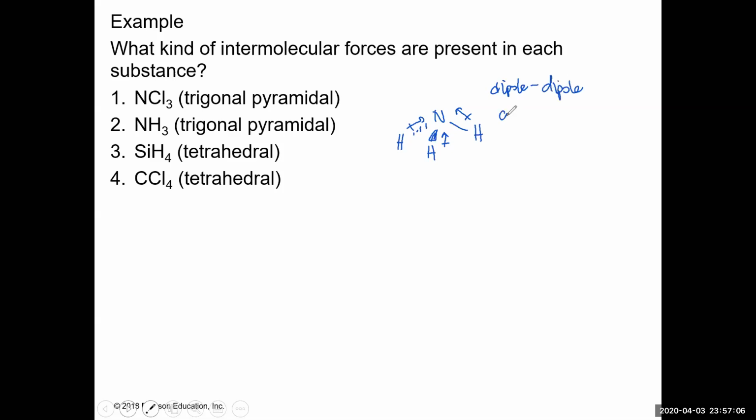We of course have dispersion. And then we need to see if this is capable of hydrogen bonding. Remember, for hydrogen bonding, the hydrogen needs to be bonded to a nitrogen, oxygen, or fluorine. In this case, the hydrogen is bonded to the nitrogen. So this molecule has hydrogen bonding.